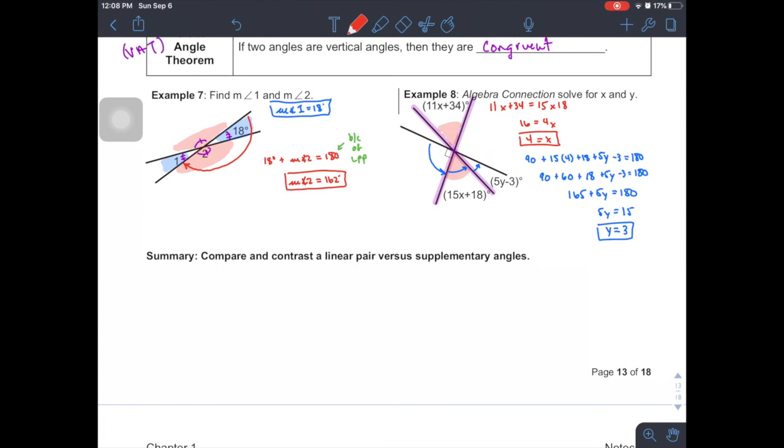In closing, I want to make sure that you come up with your own compare and contrast of a linear pair versus supplementary angles. If I were to summarize this in a different way, can you tell me what linear pairs and supplementary angles have in common and what they don't have in common?